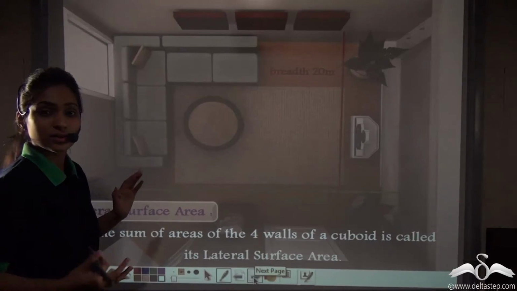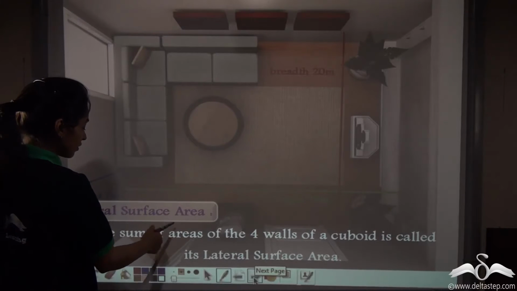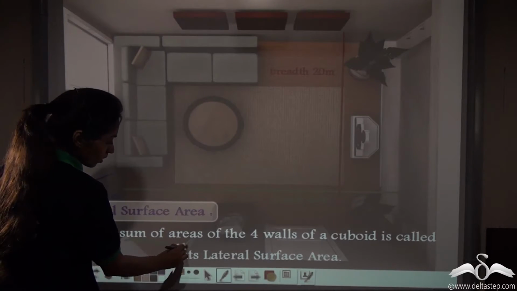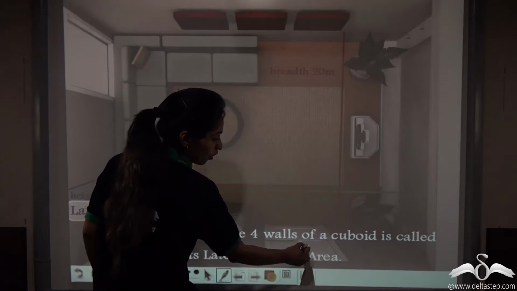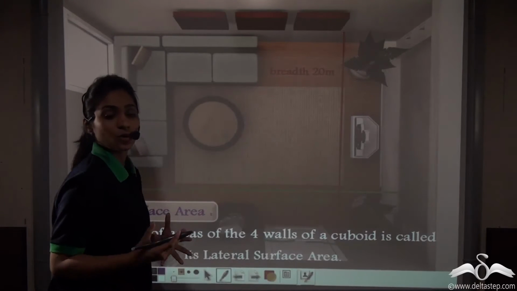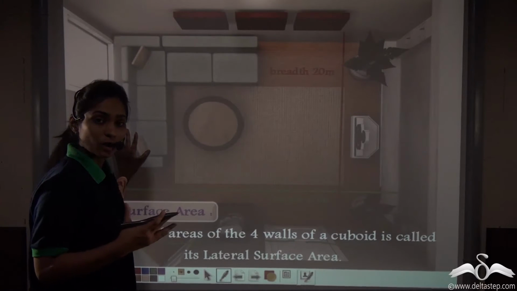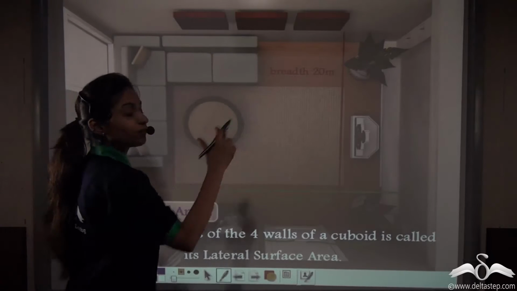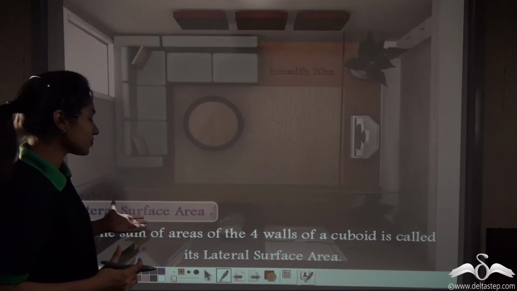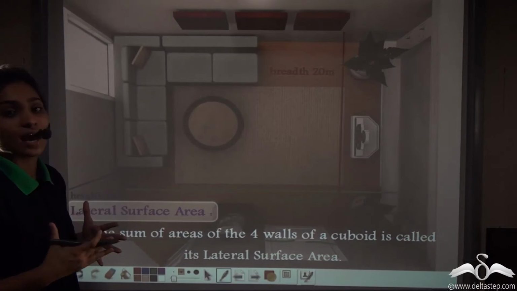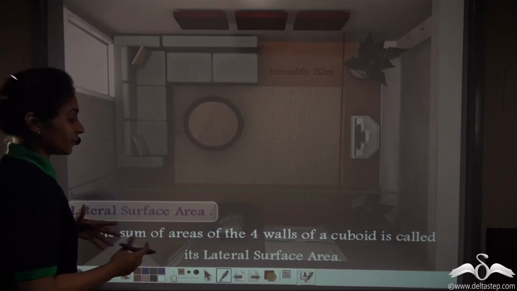So what is this lateral surface area? The lateral surface area means the sum of areas of the 4 walls of a cuboid. Now that is what we call lateral surface area. So in this case, for putting wallpapers, you need the area of only 4 walls of your room. So we'll get it straight away from lateral surface area. Now let's see how this lateral surface area is calculated.